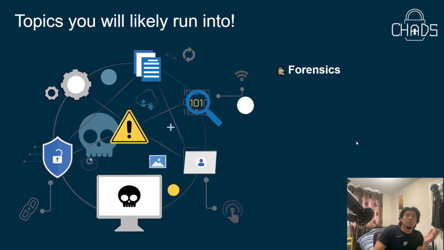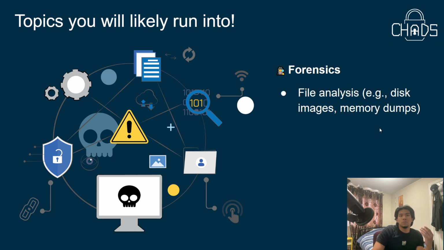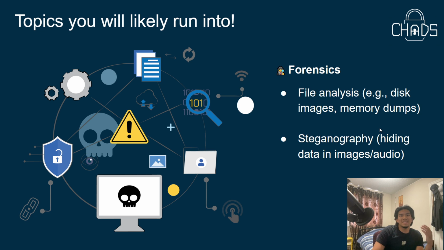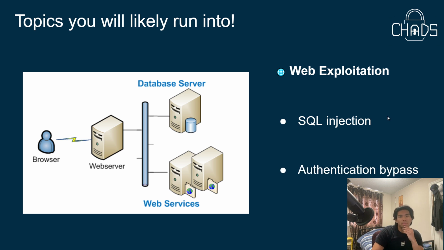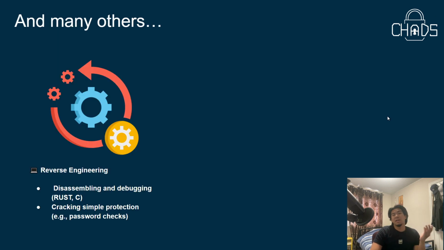Topics you will likely run into. One of the first ones is forensics, and it covers file analysis, steganography, PCAP analysis, just tracking network files, and metadata extraction. Next would be web exploitation, whether it's SQL injection or authentication bypass. And there's many others, as well as reverse engineering, your disassembling and debugging, typically in Rust or C. There's cracking simple protection password checks, so you're going to be given source code, and from that you have to debug it, try to reverse it, and see where the flaw is.